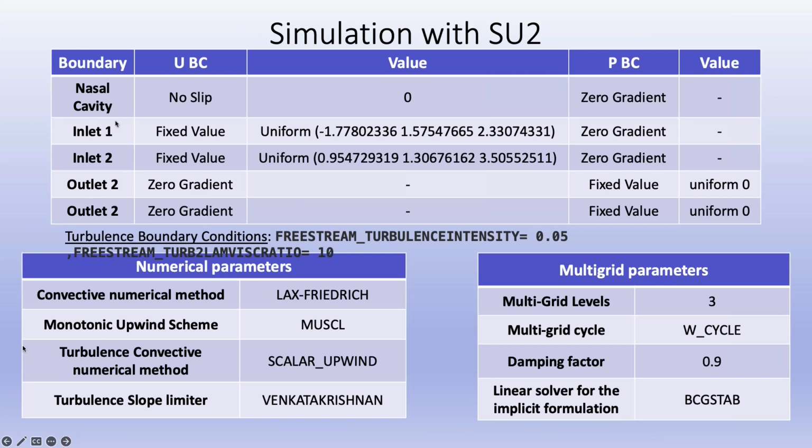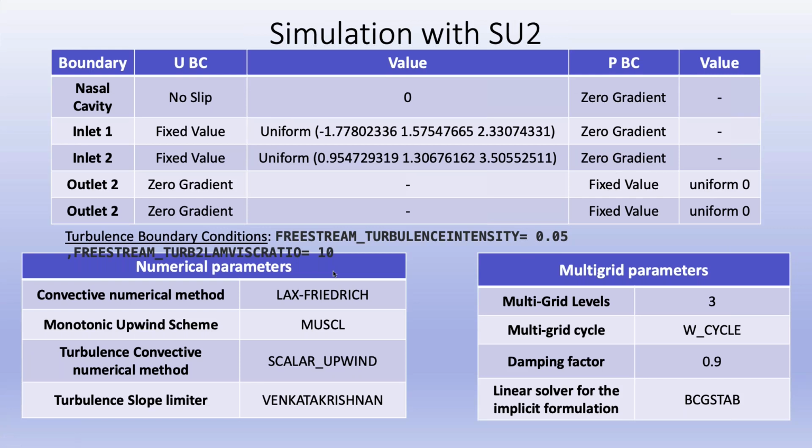So moving on to the SU2 simulation. So here is the simulation with SU2. We have kept the same boundary conditions as in OpenFOAM, but for the turbulence parameters, we set the default boundary conditions available in SU2. That is the free stream turbulence intensity to be 0.05 and the free stream turbulence to laminar viscosity ratio to be 10.